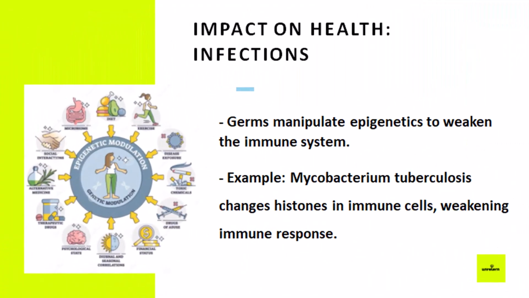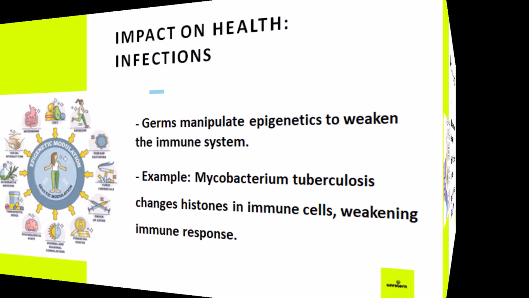Epigenetic changes can profoundly impact our health. Let's look at three ways in which this happens. 1. Infections. Germs can manipulate our epigenetics to weaken our immune system, aiding their survival. For instance, Mycobacterium tuberculosis causes tuberculosis and can change histones in immune cells, weakening the immune response.